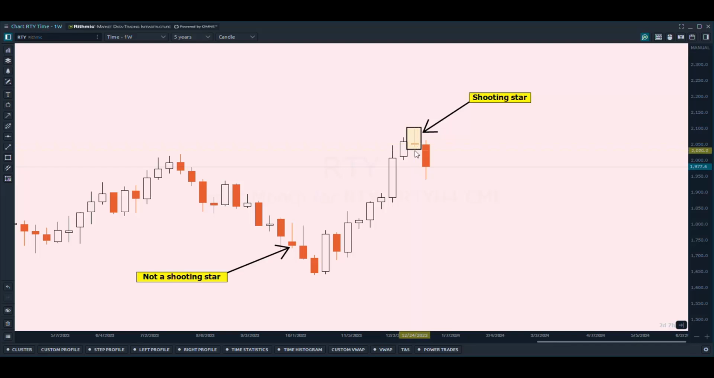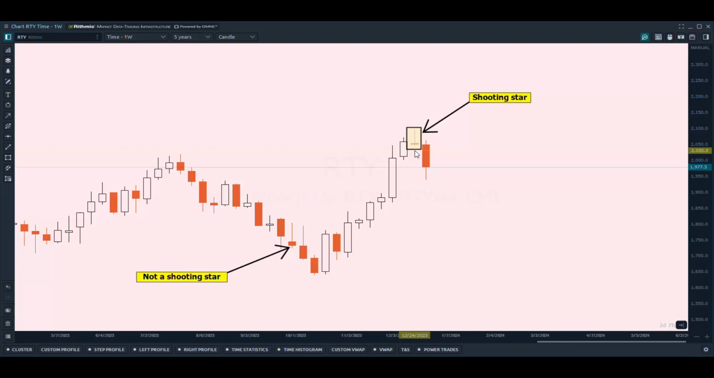And you really want to have a red candle. You definitely could have a green candle, meaning a green close for whatever candle you're looking at. But ideally, for a shooting star, to give it a higher probability, you definitely want to have a red candle. So these are some of the things that you definitely want to consider when looking for a shooting star.